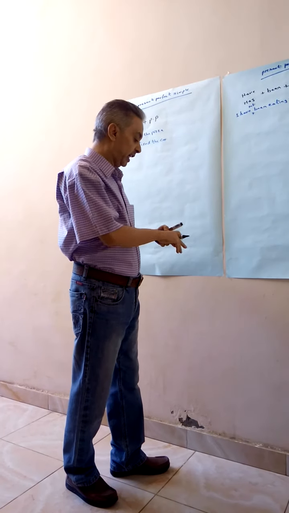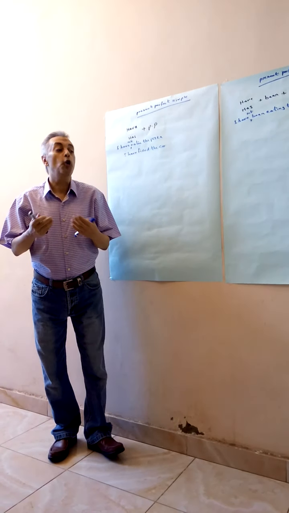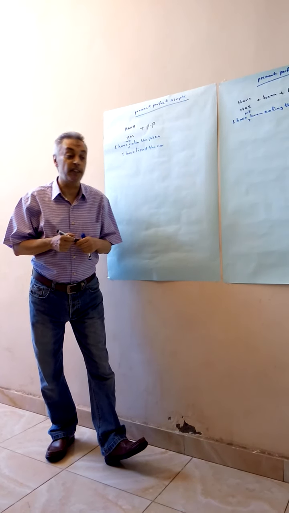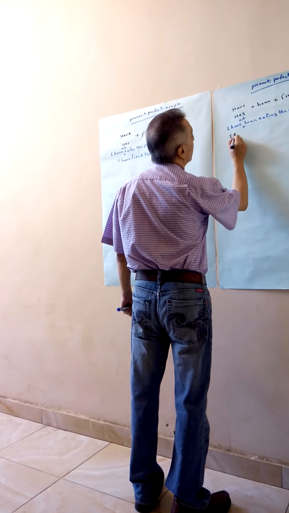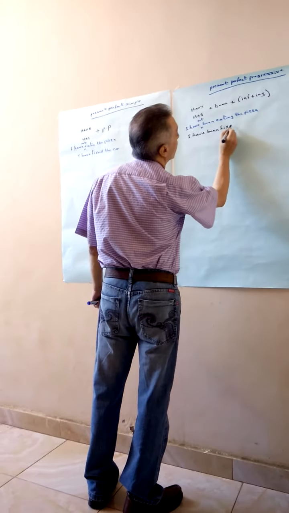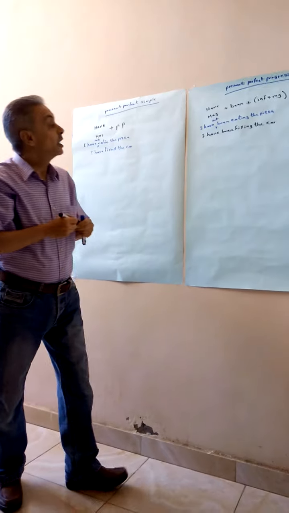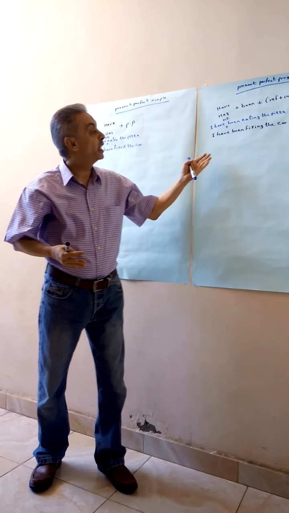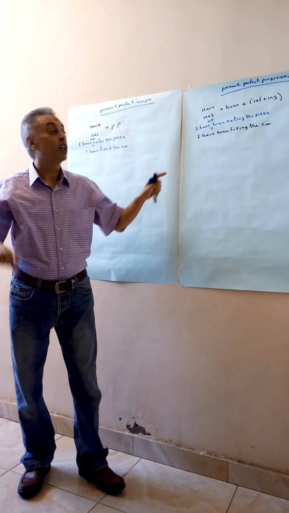Whereas the present perfect progressive, we use it when we want to focus on the unfinished activity. Emphasizes unfinished activity. Example: I have been fixing the car. So here the action is still ongoing, unfinished action. We are focusing on the action itself, the continuity of the activity.